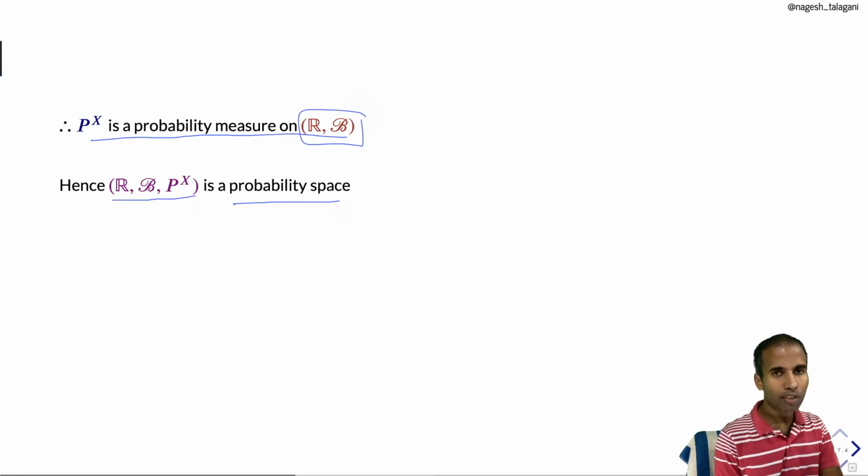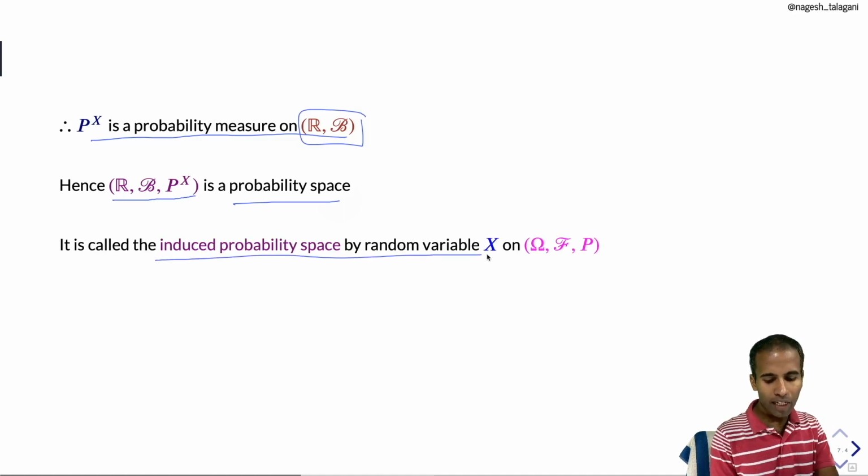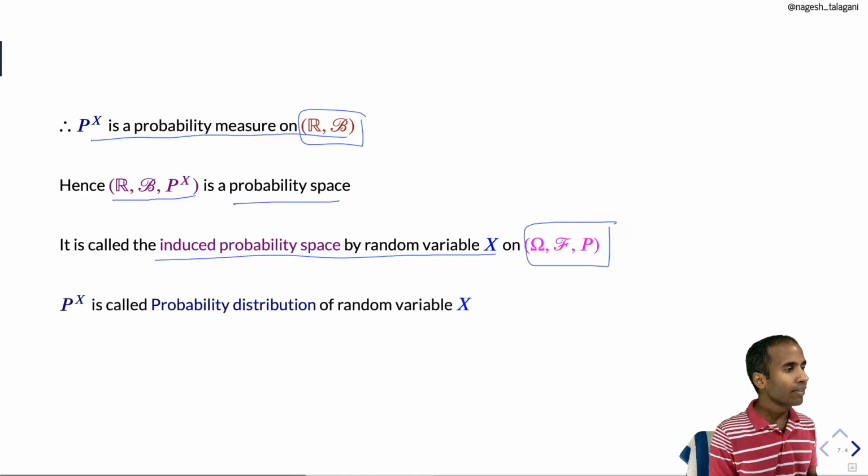This is the probability space called the induced probability space by random variable X on the probability space omega, script F, P. And this Px is called the probability distribution of random variable X. This probability function Px is called the probability distribution of random variable X.